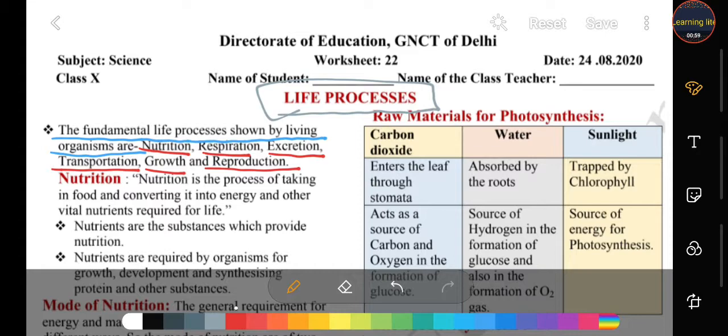So let's move on to our first topic, nutrition. Before moving on to nutrition, students, I have to show you a trick that is used to learn the life processes very easily. Okay.